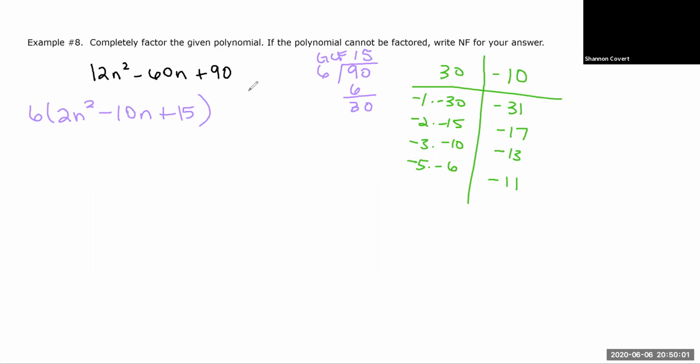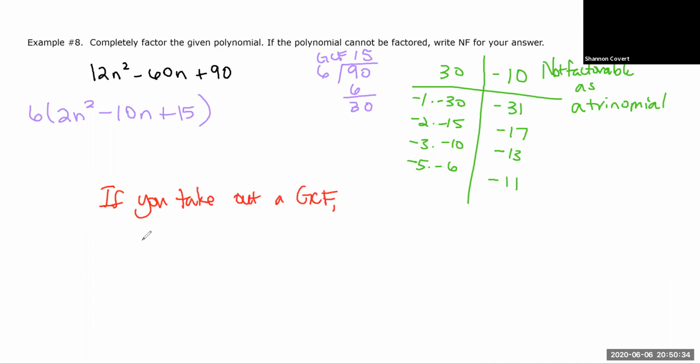So I'm done. This is it. It's not factorable here as a trinomial, but I did factor it. So if you take out a GCF, this is very important. Very important. Let me find a different color. There we go. If you take out a GCF, you factored.